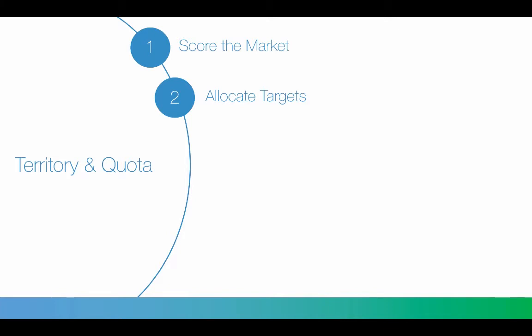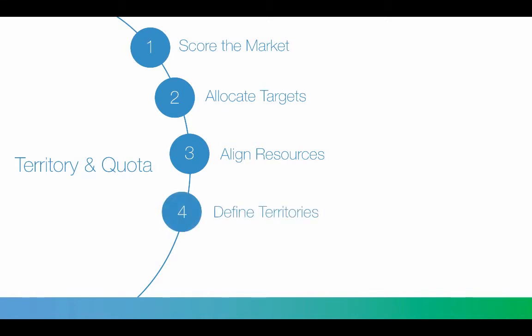Hello. Today I will give you a quick introduction of the territory and quota application on the Anaplan platform. The end-to-end application takes you through all of your territory and quota needs, including scoring the market and understanding the value of your accounts, allocating targets from the top all the way down to the lowest level of your hierarchies, aligning resources against that scored market, defining the territories for all of your sales teams, and finally, assigning the quota out to those individuals and maintaining that quota throughout the year.